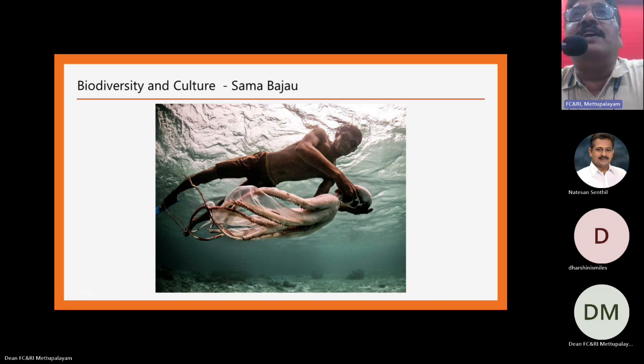And they have a belief which says every Sama Bajau person is born as a twin. Along with every child that is born, the placenta is identified as a twin. The placenta is returned to the sea, assuming that it's an octopus. Every Sama Bajau person believes that his twin is living in the ocean. So imagine the twin is living in the ocean, and no person who has that belief will ever disturb the ocean. What you can see is he's swimming with the octopus. They believe that they have their twin relations living there, such strong cultural bonds.